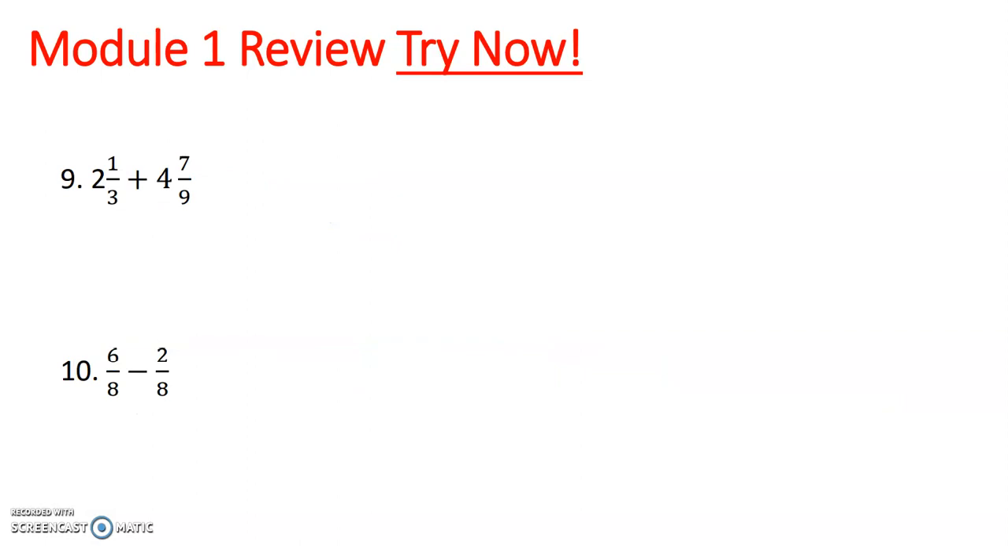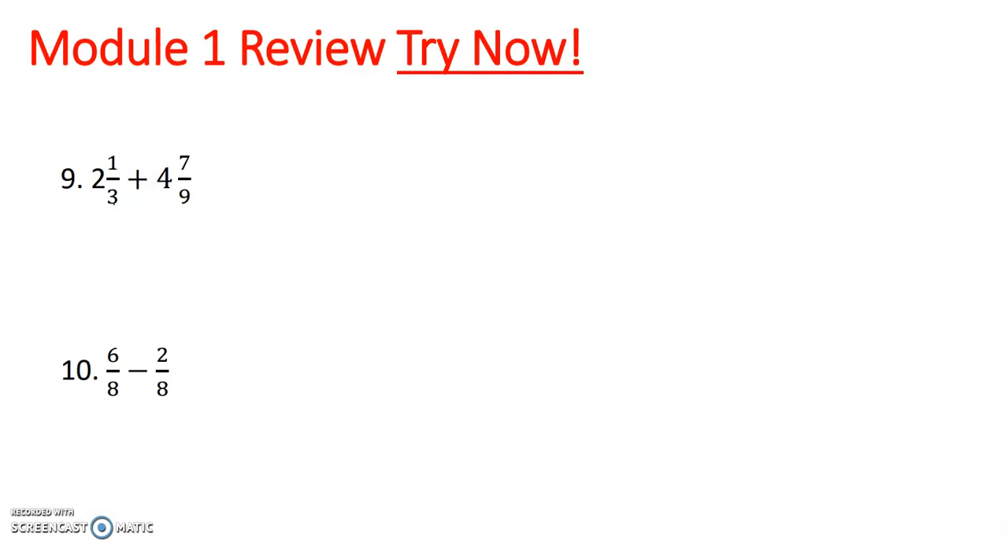Number 9, we're adding mixed numbers with unlike denominators. Number 10, we're subtracting with like denominators. You can pause the video and give these a try. Number 9, we have a couple approaches. I'm going to show the carrying approach.